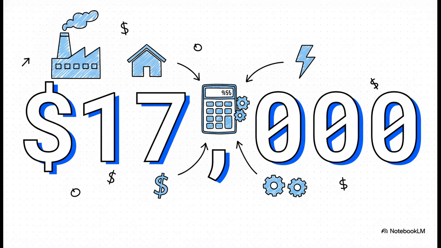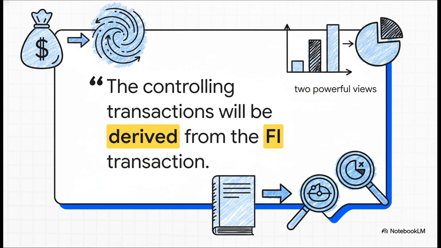And this is the whole point. Now, with just a click, a manager can see the true total cost of running that manufacturing unit. The system automatically adds the $15,000 in rent and the $2,000 in electricity together, giving one clear number, $17,000. This isn't just data anymore. It's actual business intelligence.